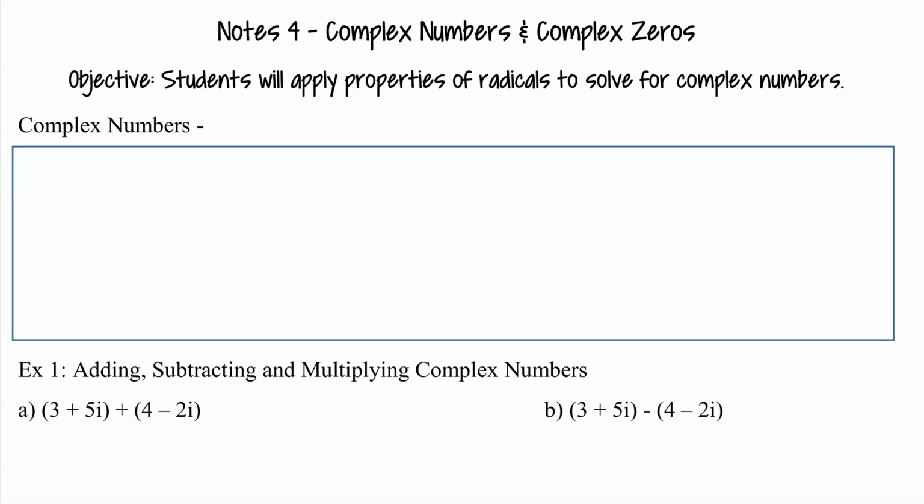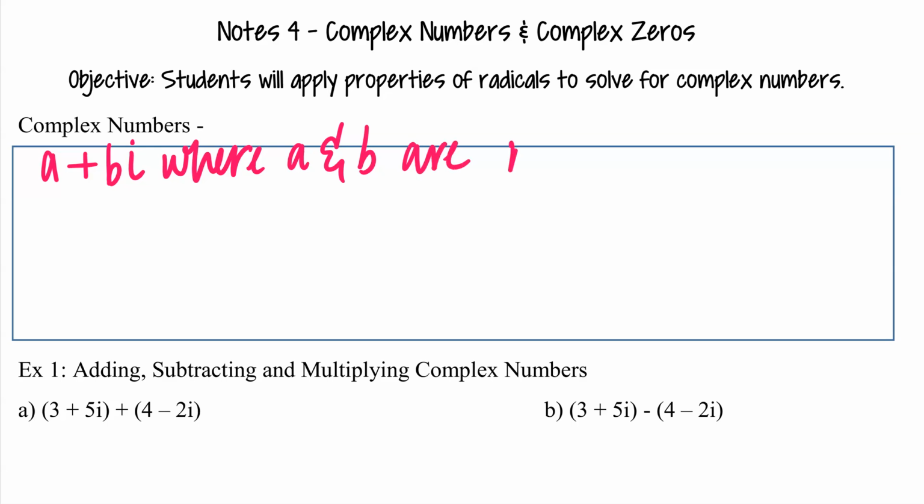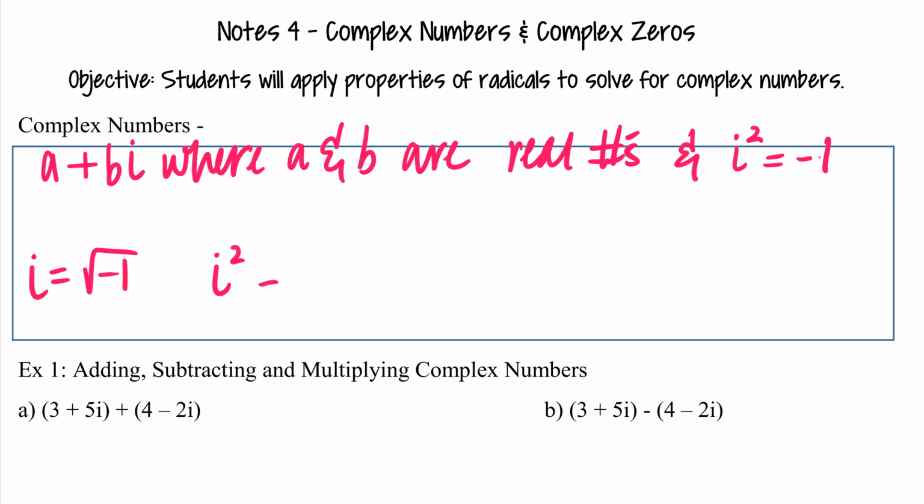So a complex number is really set up where you have something like this. You have this expression, A plus B times i, where A and B are real numbers, and i comes from i squared equaling -1. So we've touched on this a little bit. i is equal to the radical -1. i squared is equal to -1 because it gets rid of that radical.